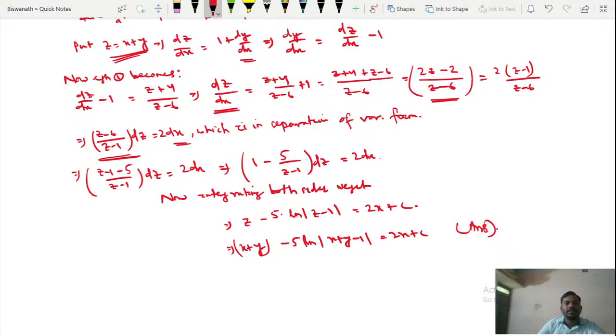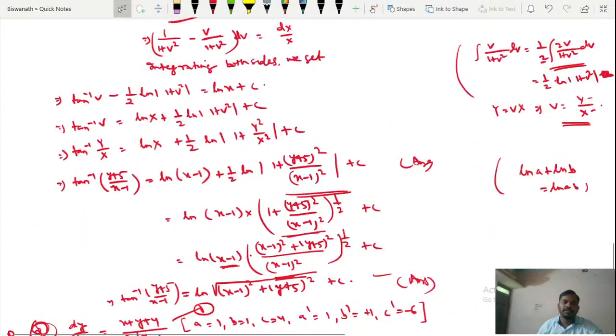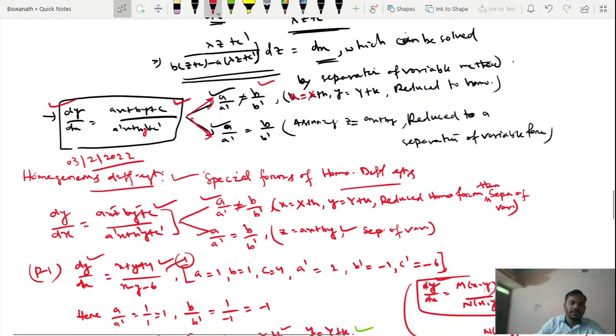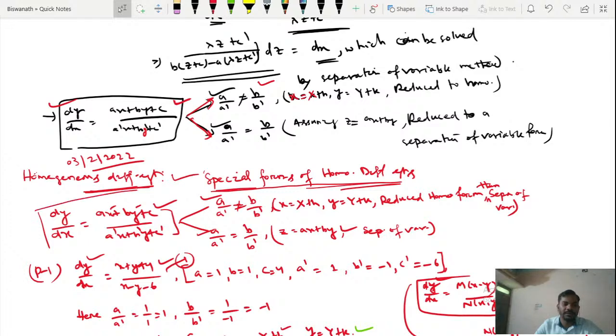Okay, so if any equation is given in this form, what form is this? This is just an application of homogeneous differential equation. This can be said to be a special form of homogeneous differential equation: dy by dx equal to (ax plus by plus c) divided by (a dash x plus b dash y plus c dash).